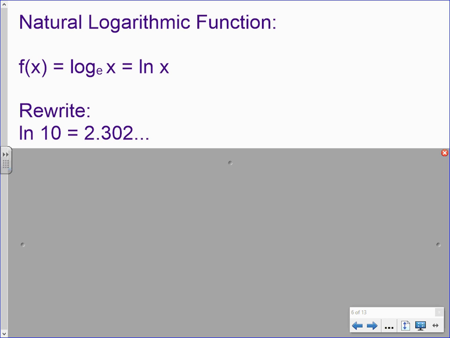To practice rewriting with natural logarithms, keep in mind that this is log base e of 10. So if we were going to rewrite this, our base is e. So remember, we take the base, raise it to the exponent, and that should equal what's inside, 10.